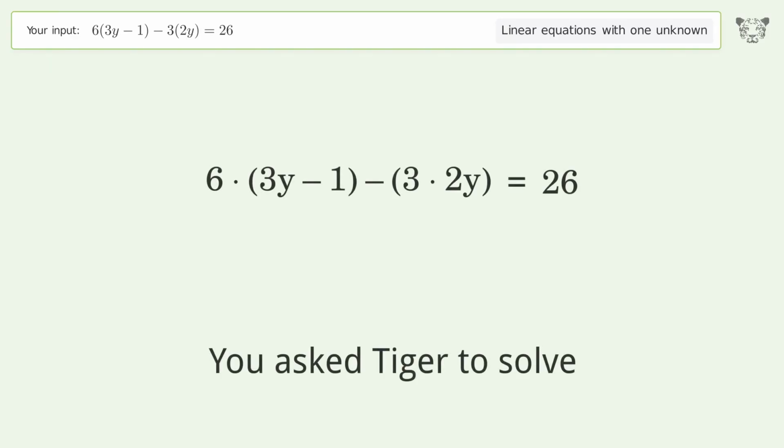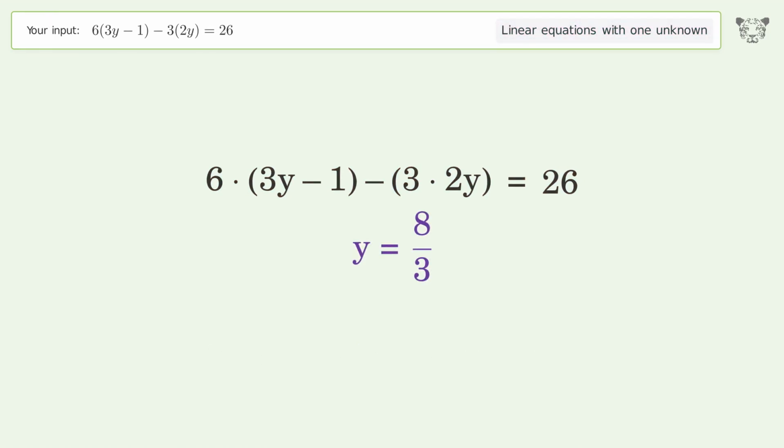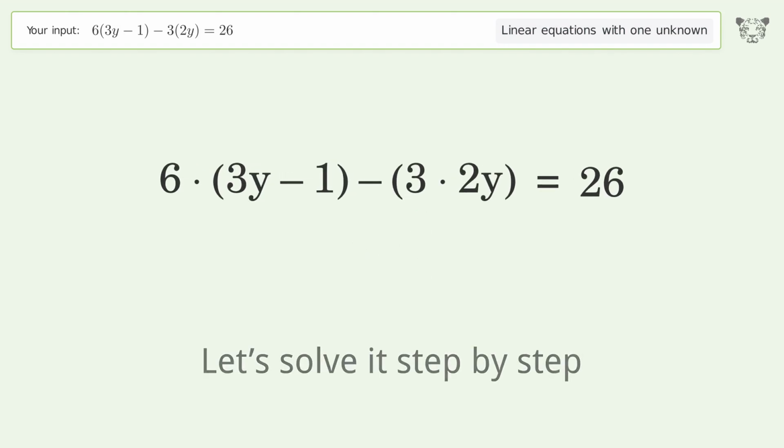You ask Tiger to solve. This deals with linear equations with one unknown. The final result is y equals 8/3. Let's solve it step by step.